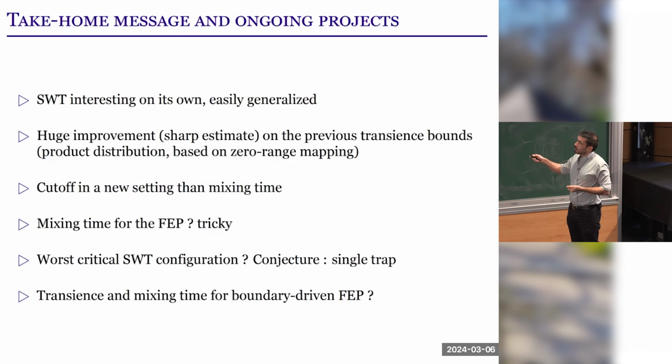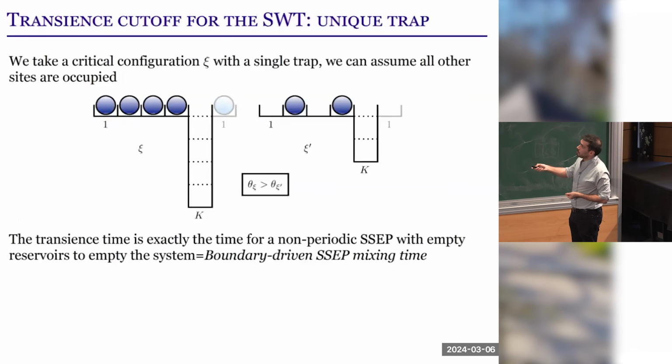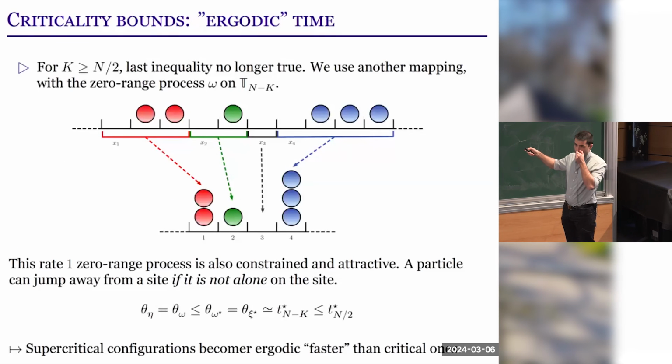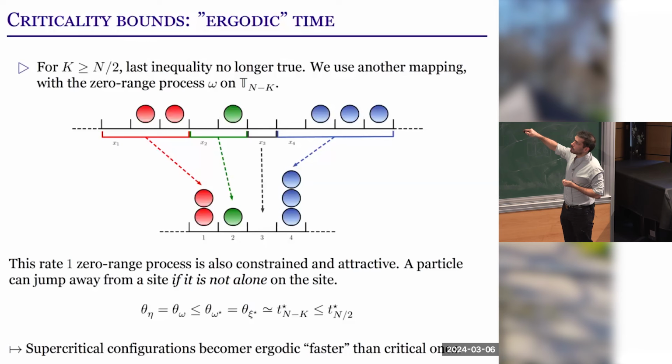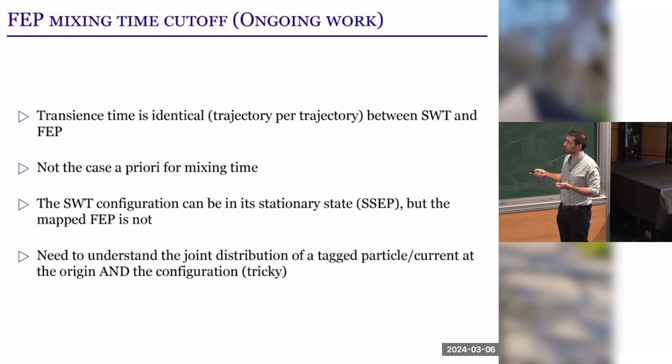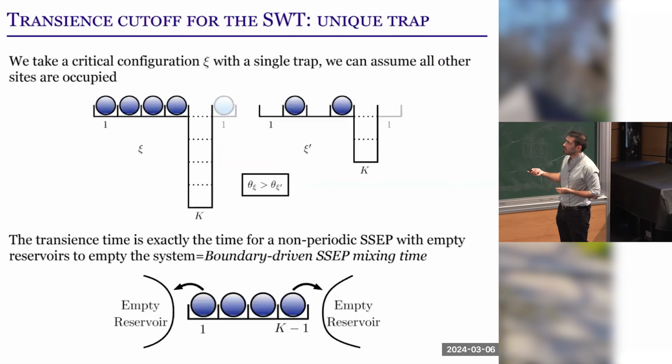And the results we obtain are a huge improvement with respect to what we were able to do before, because until now, we mostly used this mapping with the zero-range process. But with the zero-range process, since particles jump at a rate 1 regardless of the number of particles per site, if you have a lot of particles per site, essentially your particles are moving kind of slow. So if you want to get sharp bounds on, for example, a transience time, it's very tricky to get them from the zero-range process because you lose some information on the jump rate.